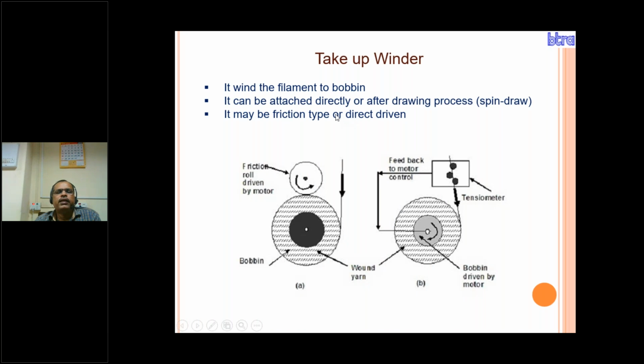Next is the take-up winder. After cooling and spin finish application, we have to collect the filament in a package. It winds the filament onto a bobbin. It can be attached directly or after the drawing process. That is the spin drum. It may be friction type or direct driven. This is a friction drive, and this is a direct driven. In direct driven, the tension increases due to the increase in circumference, but in friction that problem is not there. So here a mechanism should be there: with increase in diameter of the bobbin, the tension should be reduced, but more feeding will be there.